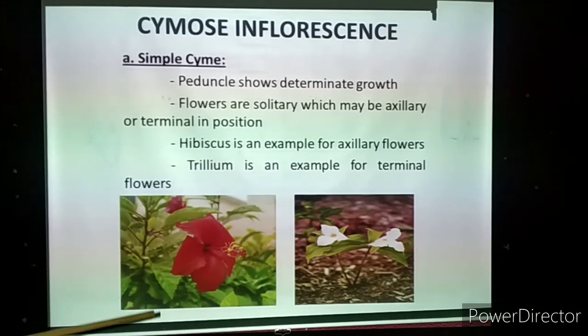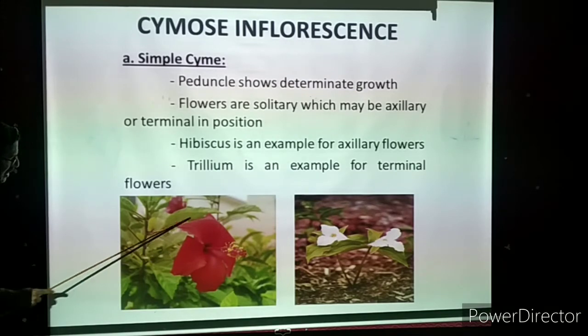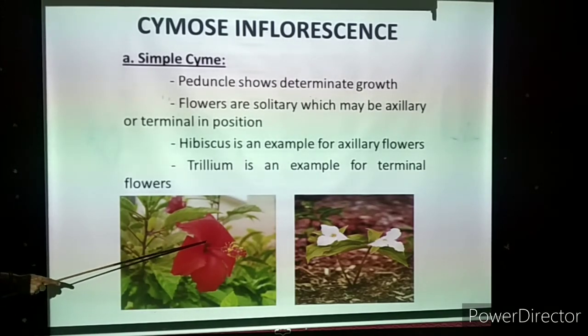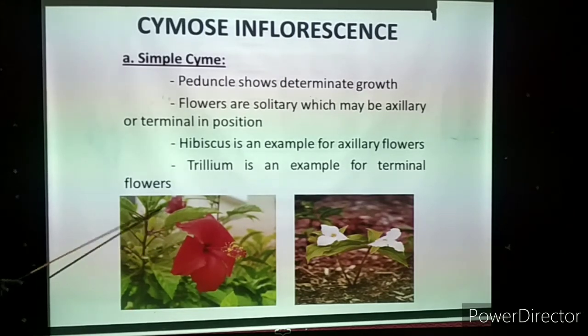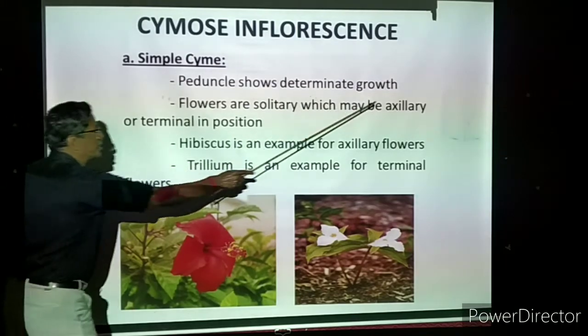What is the meaning of axillary in position? Now this is the stem. Here one leaf is present. Here one leaf is present. In the axil of the leaf, the stalk of the flower is there. Only one flower is present here. Hibiscus is the best example for this. So this flower is arising from the axil of the leaf. That is called axillary in position.